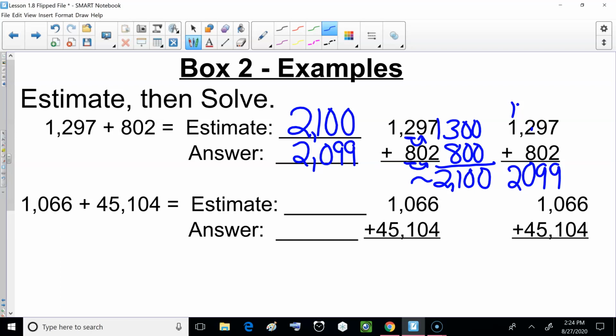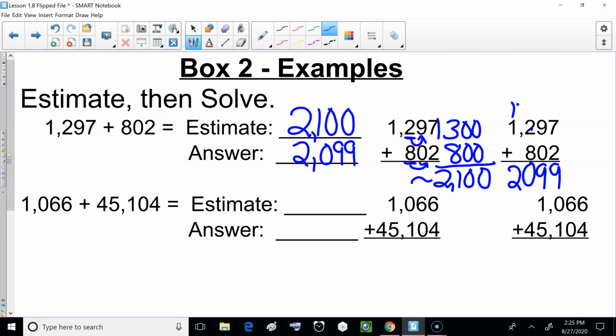Yes. Will it always be that close? No. But it should be within a reasonable amount. If my answer, for example, was 3,000, then I know my estimate might have been way off. I might have forgotten to carry the 1 and add that 1 in when I carried it. So that's the thing to keep in mind with estimates. As the numbers get bigger, the estimates get even farther away from your answers, but it's still considered a good, reasonable estimate.